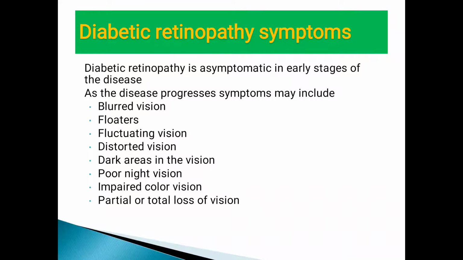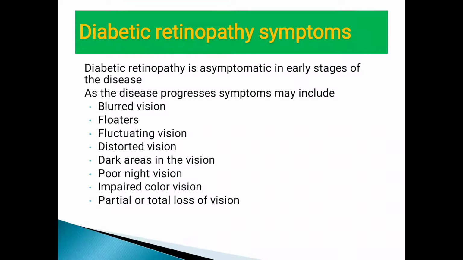For example, if there is hemorrhage in the inferior quadrant, then the patient will have a superior scotoma. The patient cannot see. The patient will see a black curtain, or something black, that is obstructing the superior field. So these are called scotomas. Then there may be poor night vision and impaired color vision.